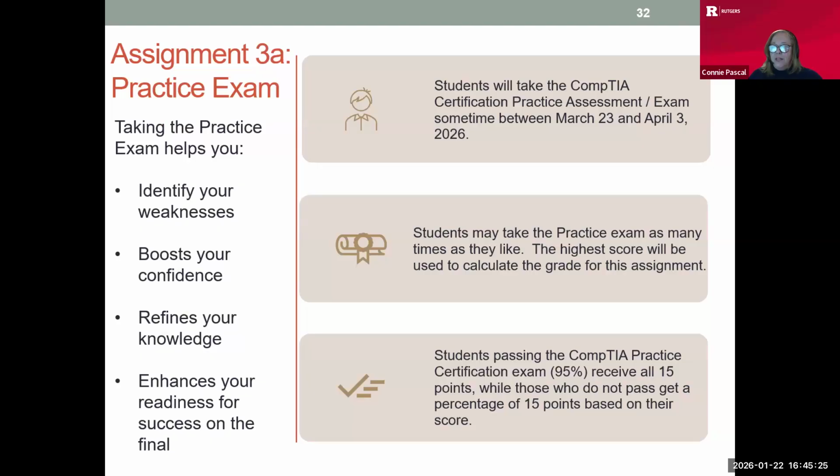This is the third assignment that I already talked about. This is that practice exam, so I'm not going to go through that. You can look at this later. But again, we have figured out a way so that as long as you really dive into the practice exam and show that you have done your best and tried your best, then the lowest grade you'll get for this assignment is a C.